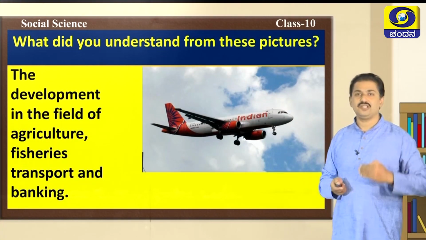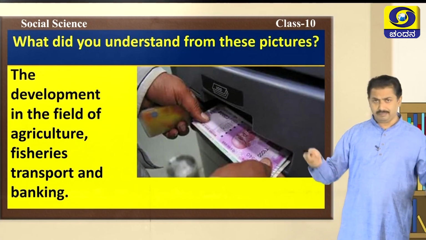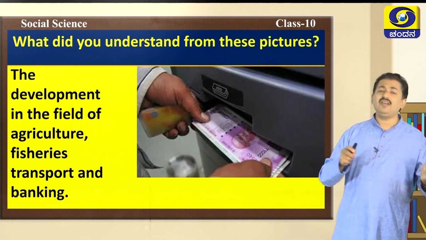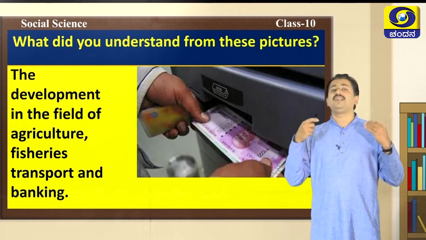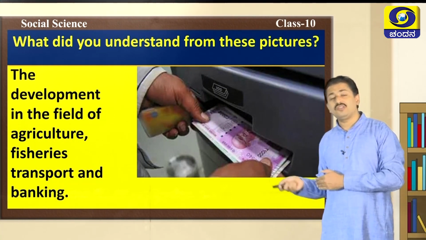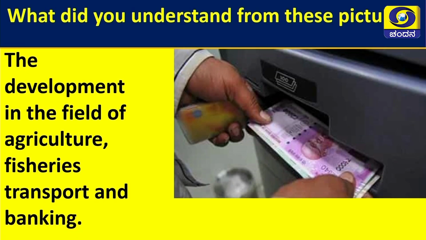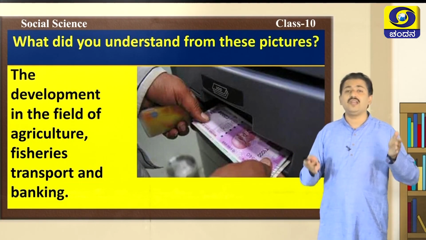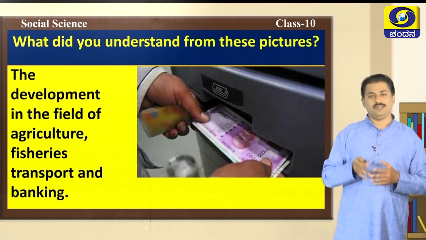I hope you guessed it. So, agriculture, fisheries, banking and other technology, everywhere you have seen the development. Even in teaching, today we are teaching you online. Technology has helped us a lot. That means in every field there is development. In every field, with the availability of technology, with the growth of science and technology, there is development. That is what you have understood from these pictures.